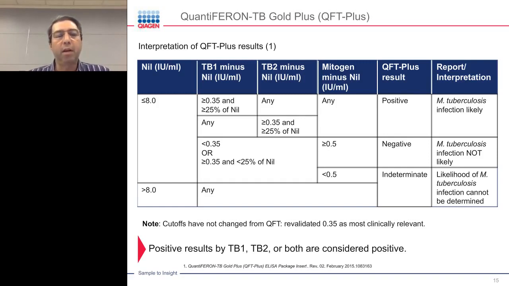And conversely, if both the TB1 and TB2 gamma interferon levels are below that threshold, and the positive control works, we call that negative. And if our positive control doesn't get above the threshold of 0.5 international units above background, and the person would otherwise be negative, we call that indeterminate. And that really is there to say that we can't make a determination in terms of the likelihood of TB infection.